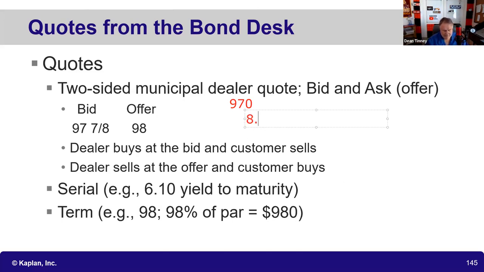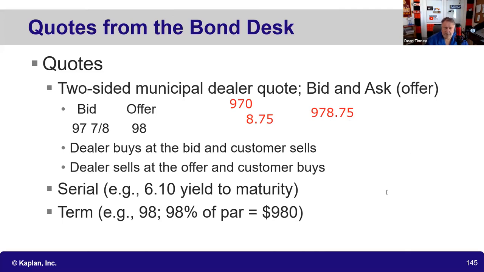Why did Dean times that by 10? I times it by a bond point, 1% of par. 1% of par is $10, and that's called a bond point.